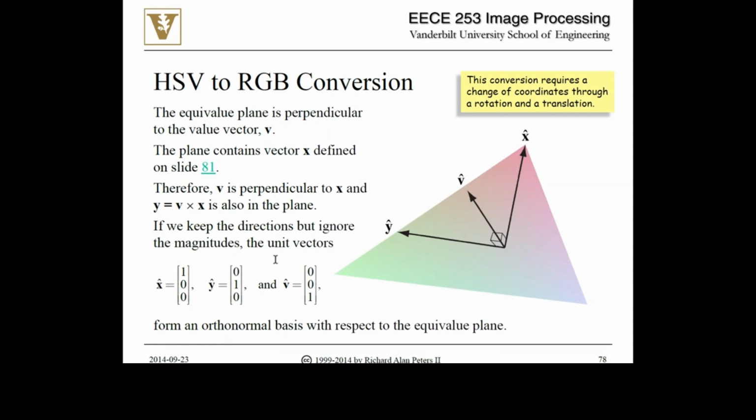Okay, so in the coordinate system of x, y, v, the coordinate of x is 1, 0, 0. The coordinate of y is 0, 1, 0.